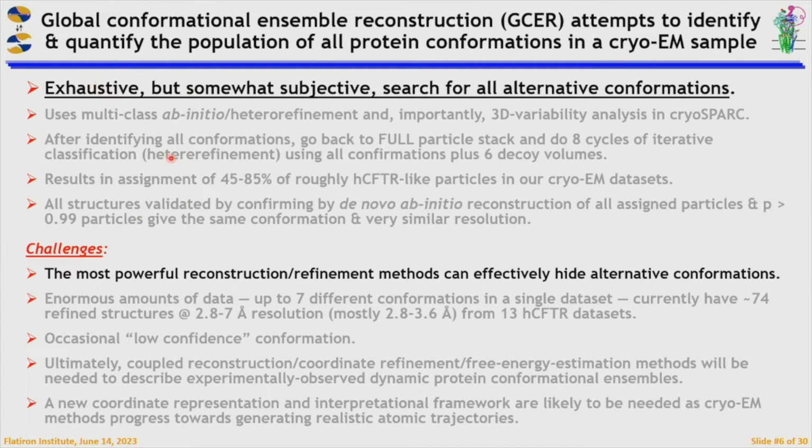This is technical stuff that I don't think is relevant to this audience, but an important technical point is that the most powerful reconstruction refinement methods can effectively hide alternative conformations. So there can be things hiding in your sample and in your reconstruction math that are very important and very interesting, and it's very easy to miss them unless you work at this.